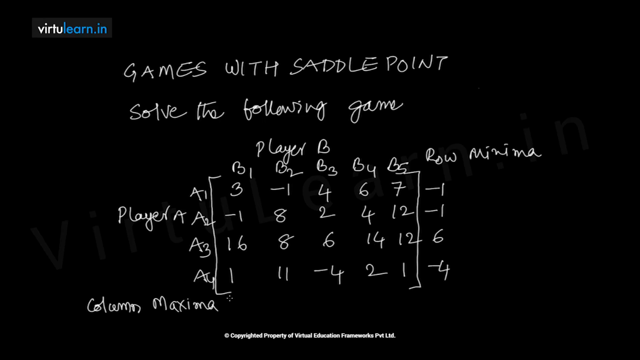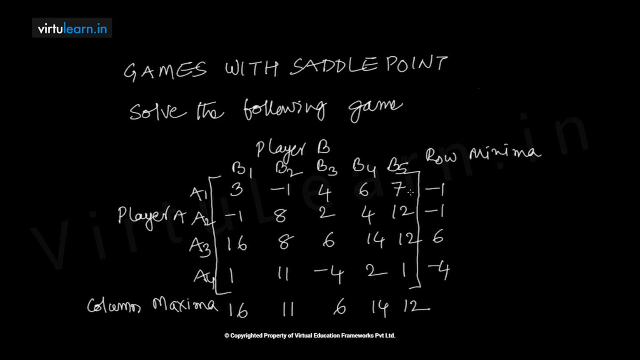Then we write down the maximum value in each column, which we call column maxima. Column maxima represents the maximum loss to player B for each of its strategies. So for B1, 16 is the loss, B2, 11 is the loss, for B3, 6 is the loss, for B4, 14 is the loss, for B5, 12 is the loss. Likewise, we find the maximum loss for each of the B strategies and the minimum gain for each of the strategies of player A.